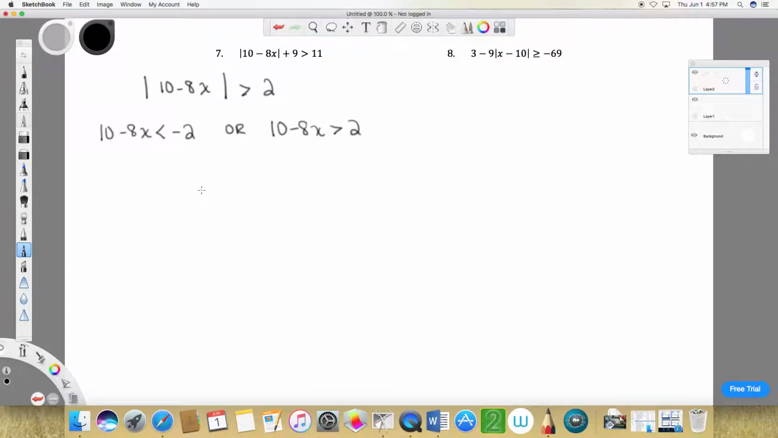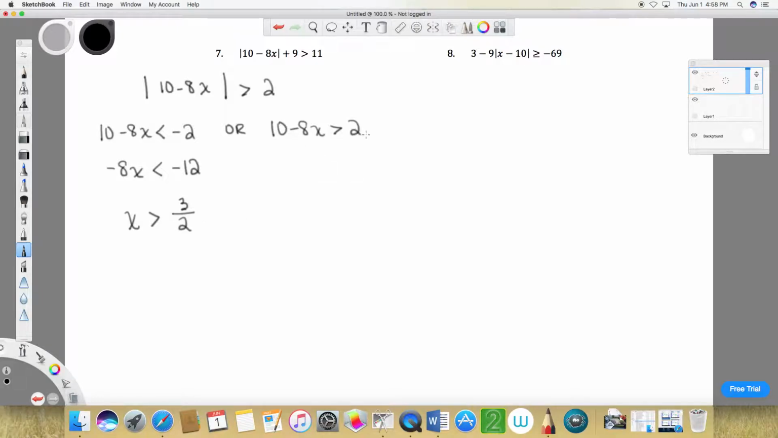All right, so let's solve each one of these. On the left here, let's subtract 10 from each side. So we have negative 8 times x is less than, if I subtract 10, I get negative 12. If I divide both sides by a negative 8, dividing by a negative number, I'm going to have to change the direction of the inequality. Negative divided by negative is positive. 12 divided by 8 shares a common factor of 4. So that's 3 halves, right?